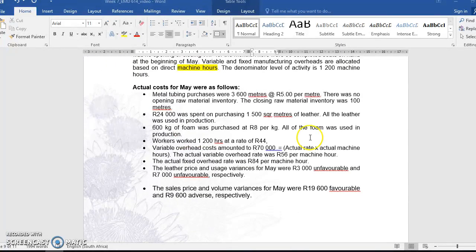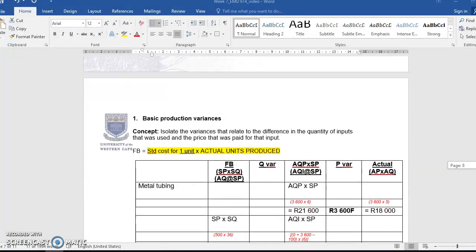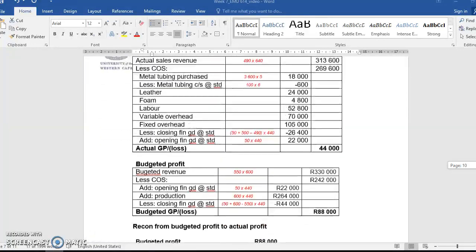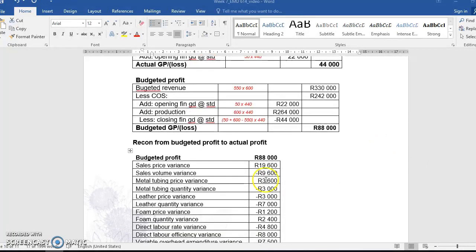For example, we weren't asked to do the leather variances, but they gave us the variances for leather, and we weren't asked to do sales. You'll never be asked to do sales at this level, but you were given the sales, and you have to be given that because the difference included in profit is sales as well as leather. So if we don't include the sales and the leather variances in this table, we won't reconcile.